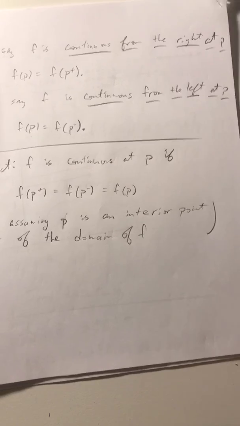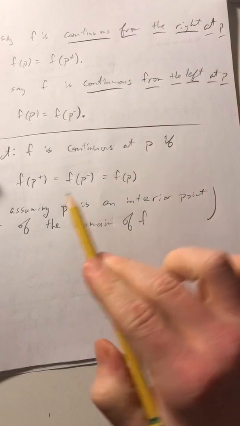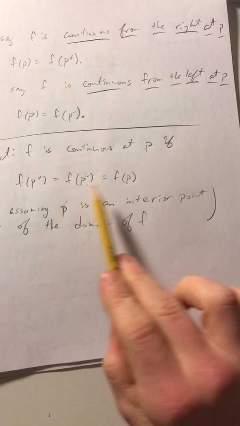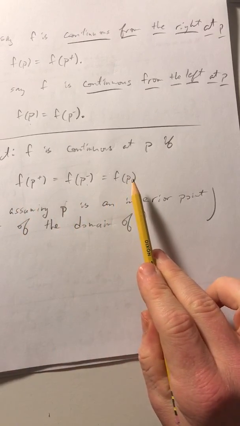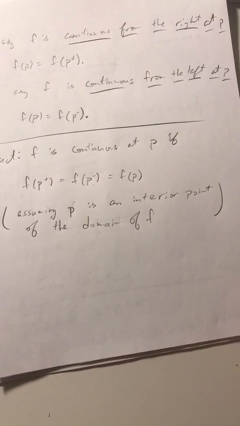So just a contextualization, a relationship between this and the previous things that we studied: f is continuous at p if and only if the limit from the left exists and the limit from the right exists, and those limits are equal to each other and to the function value. Okay, so this is for as long as p is an interior point of the domain of the function.